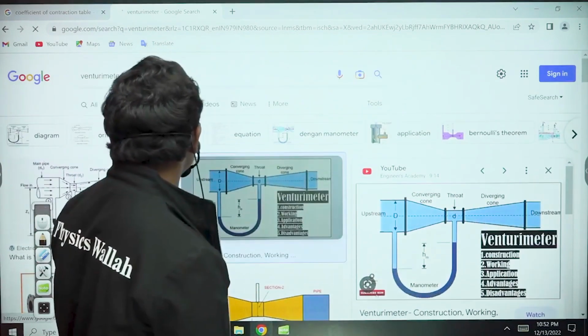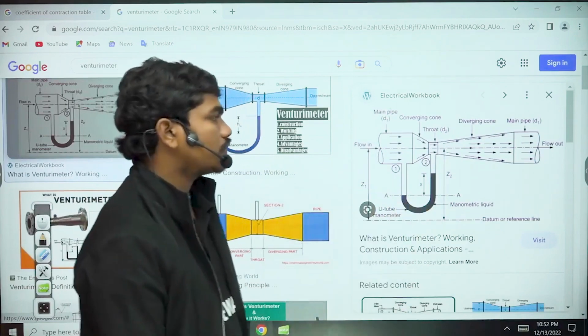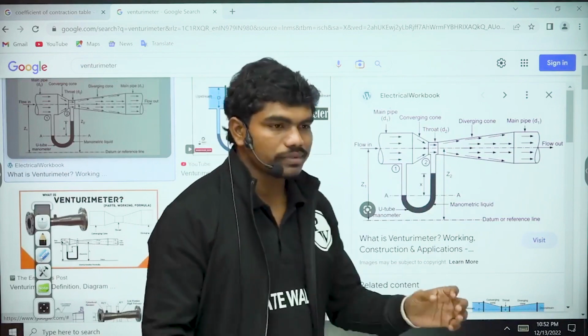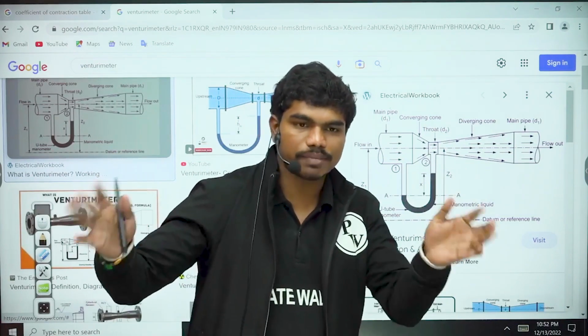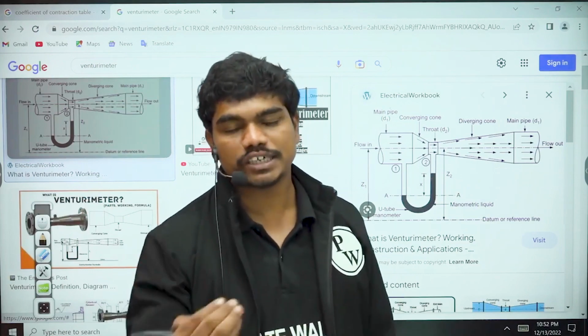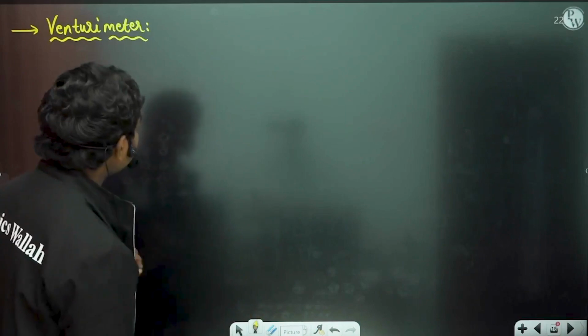Basically all these are Venturi meter diagrams, with the datum or the reference line, whatever. Now this is how a Venturi meter looks. Normally a Venturi meter is fitted in between a pipeline to measure the discharge. We use the technique of pressure difference for calculating the discharge. Now let us try to see how a Venturi meter looks.